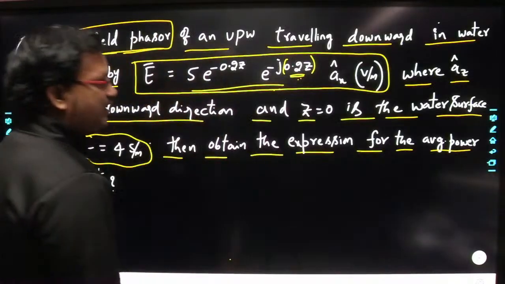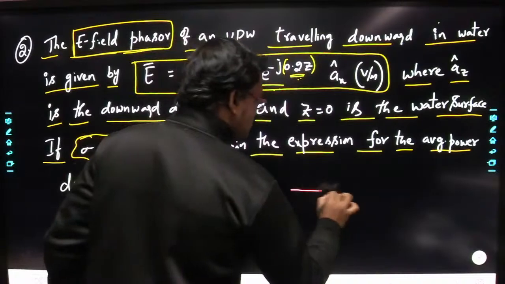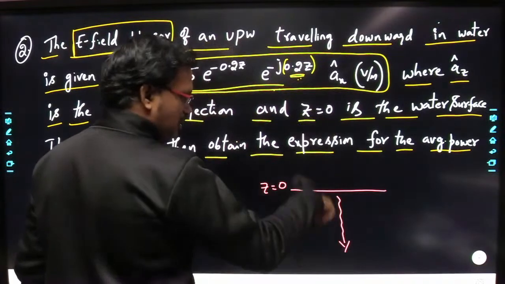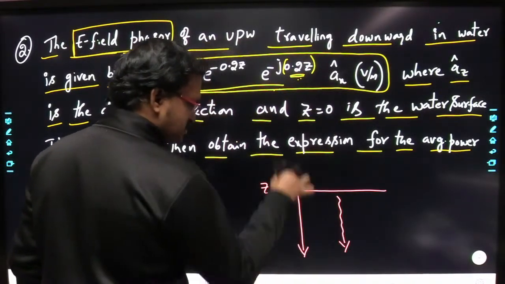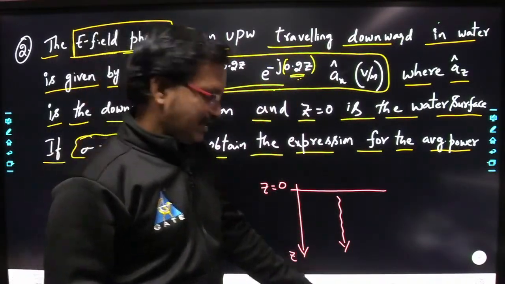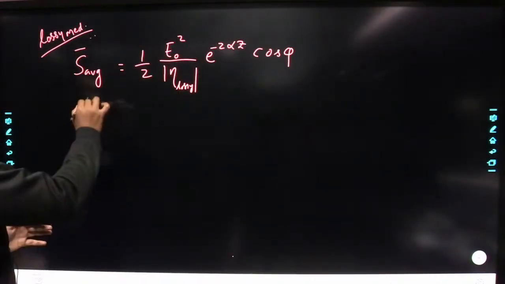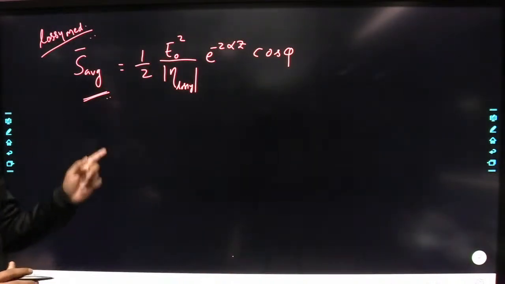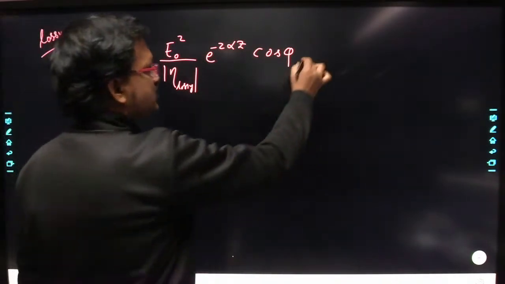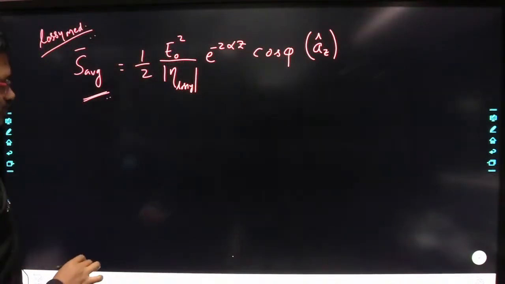Here the wave is propagating in the downward direction. They have given z equal to 0 as the water surface and the wave is propagating inside the water in the z direction. So we consider this as the z direction. If the wave is propagating in the z direction, what is the direction of the average Poynting vector? The time average Poynting vector always points along the direction of wave propagation, so it is along a z cap.